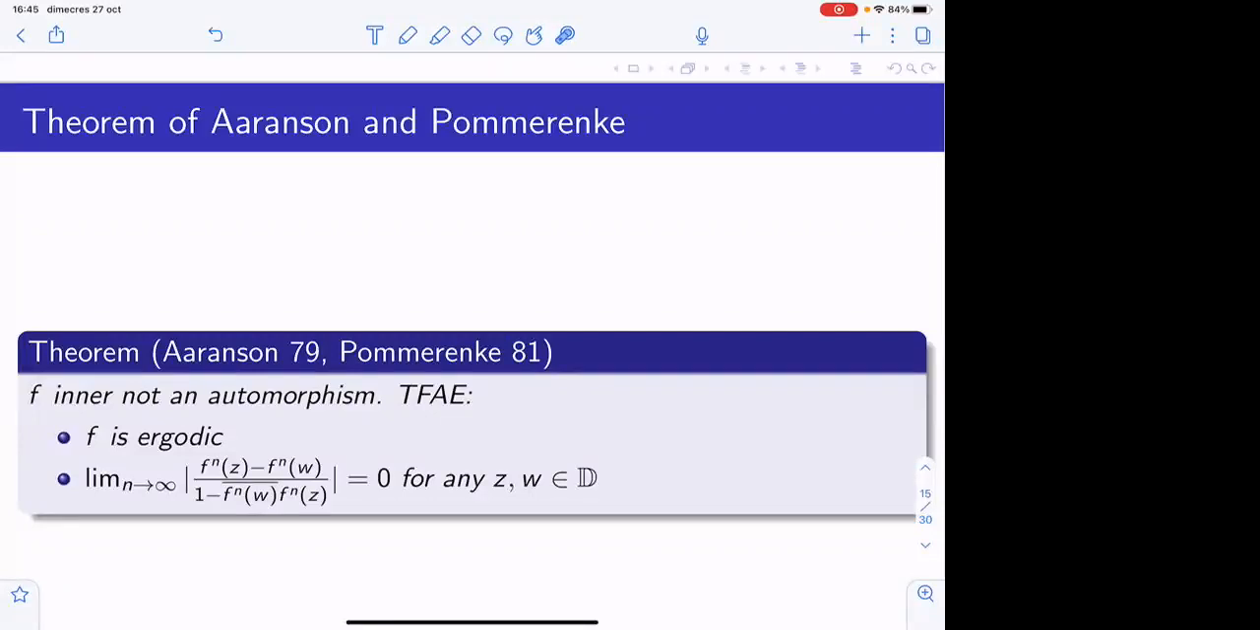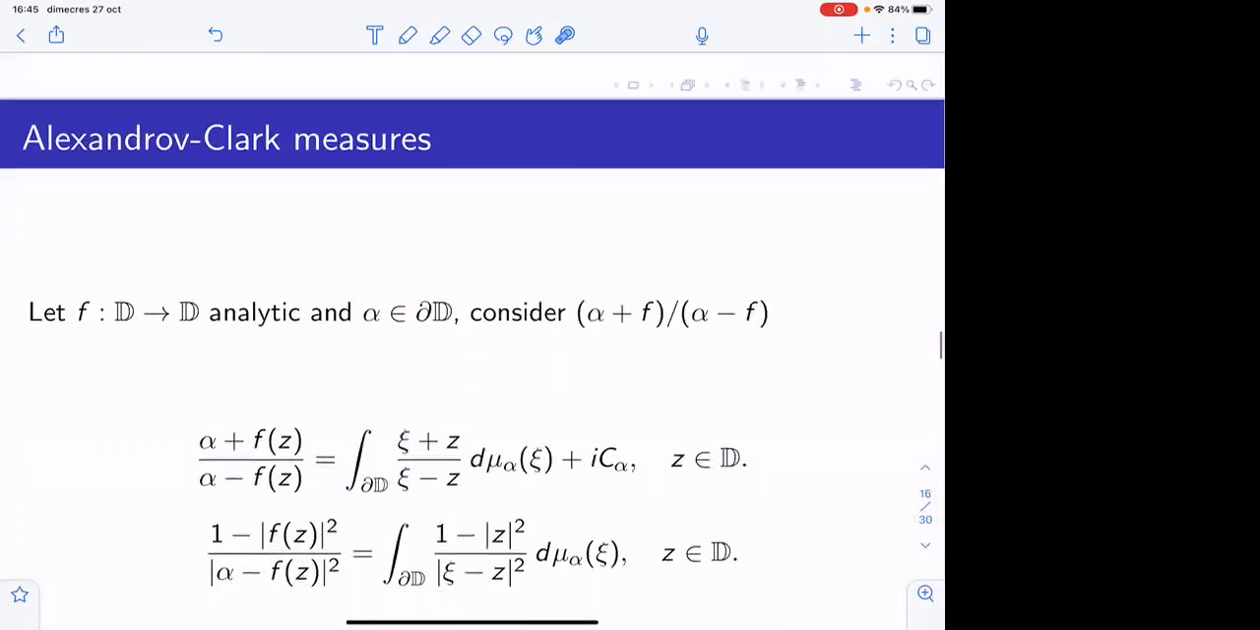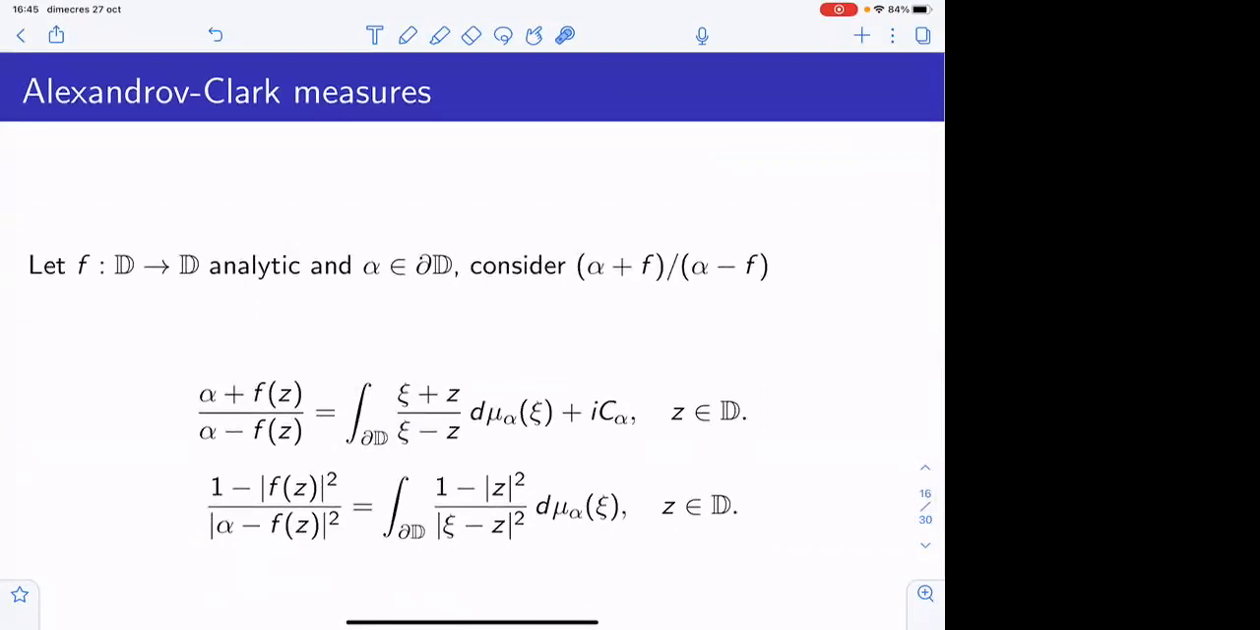And this tool is really important and very nice. It's what's called Alexandrov-Clark measures. Let me say that Alexandrov-Clark measures are a notion which was introduced by Clark in the 70s in relation with problems in operator theory. And the main properties of Alexandrov-Clark measures were proved by Ahern, Clark, Sarason, and many others.